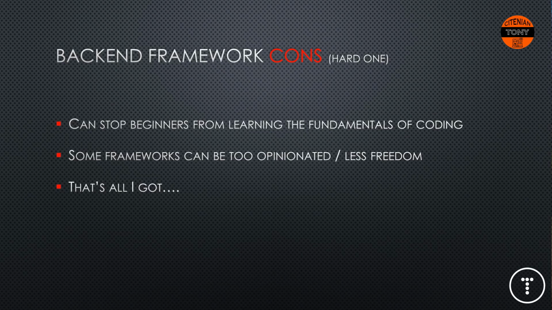Some frameworks can be too opinionated and people don't like that. I think Ruby on Rails is pretty opinionated, as well as Django. But I don't see that really as a bad thing necessarily, because it provides structure. But you have frameworks of all kinds. For instance, Flask, which is a Python framework, is very unopinionated. You can do things basically however you want.